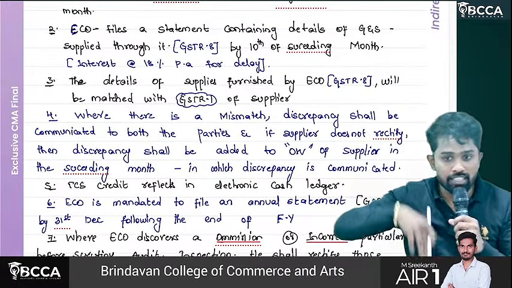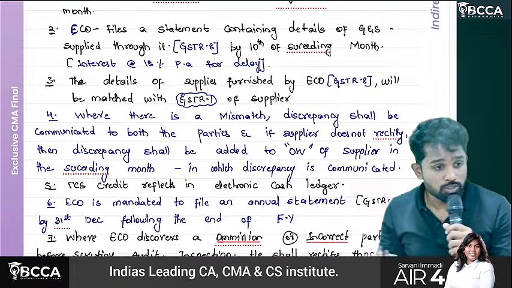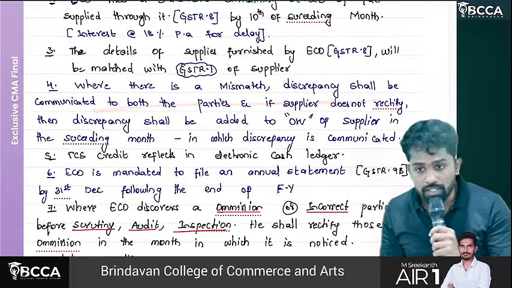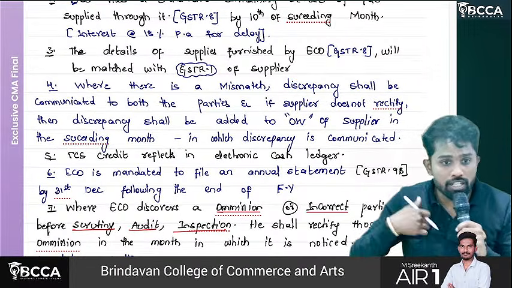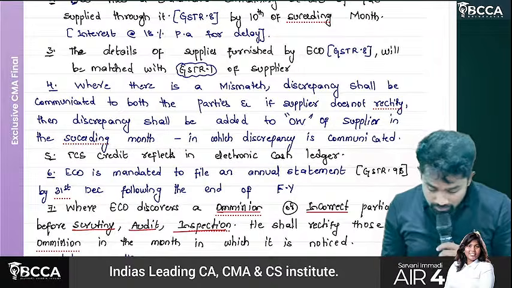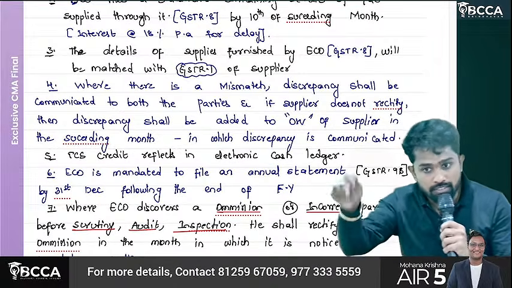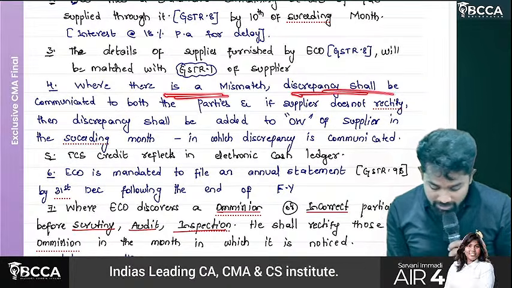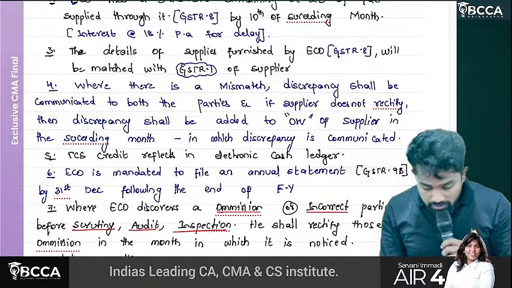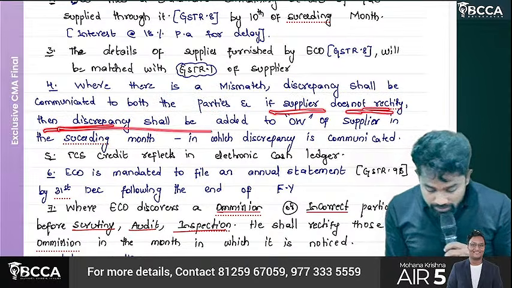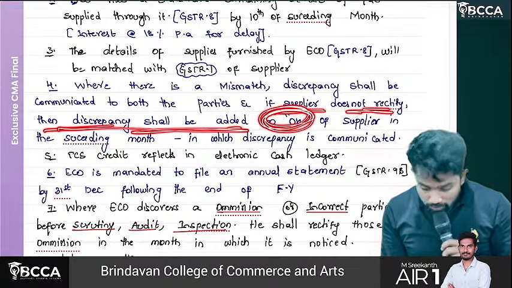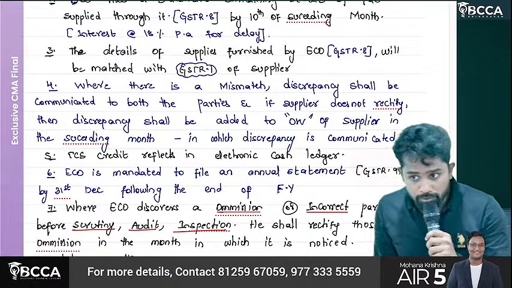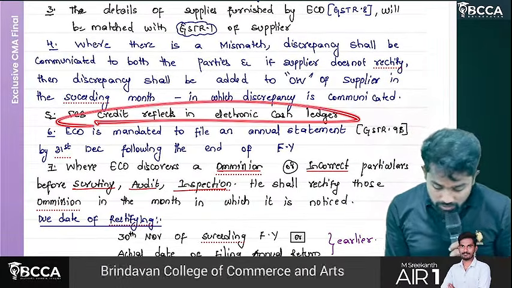Where there is a mismatch, sir, I am showing it as 30 lakhs, whereas he showed only 28 lakhs. How much is the difference? 2 lakhs. Now the difference will be communicated to both the parties. Either he should correct it or I should correct it. If none of them corrects, then they will think the mistake is by the supplier only, Manjunath only. So where there is a mismatch, the discrepancy shall be communicated to both the parties. And if the supplier does not rectify, then the discrepancy shall be added to the outward supplies of the supplier in the succeeding month in which the discrepancy is communicated.